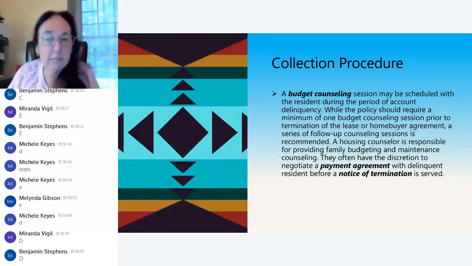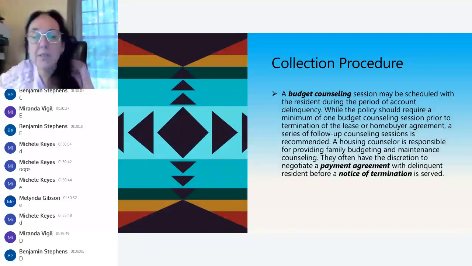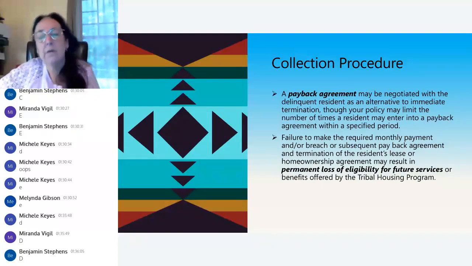Budget counseling could be scheduled with a resident during the period of account delinquency. While your policy should require a minimum of 1 budget counseling session prior to termination of the lease or homebuyer agreement, a series of follow-up counseling sessions is recommended. A housing counselor is responsible for providing that family budgeting and maintenance counseling. They also have the discretion to negotiate a payment agreement with that delinquent resident before that notice of termination is served. That payback agreement can be negotiated with the delinquent resident as an alternative to immediate termination.